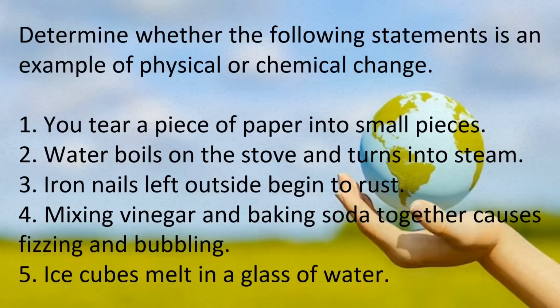Okay, so number 2, water boils on the stove and turns into steam. So what do you call that? Is that a physical or chemical change? So that is physical change. Number 3, iron nails left outside begin to rust. So it's chemical change. Number 4, mixing vinegar and baking soda together causes fizzing and bubbling. So this is chemical change.